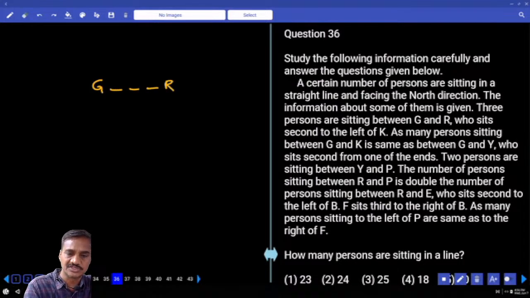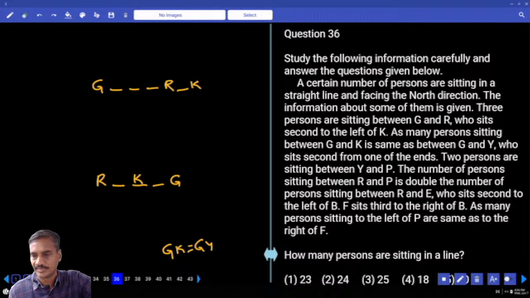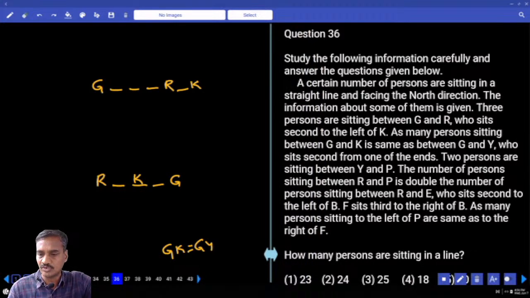R who is seated second to the left of K. And in the next case, R is here, 3 persons between G and R, who is seated second to the left of K. And as many persons between G and K, same as G and Y. G and K, G and Y. That means G must be exactly in between K and Y. Y sits second from one of the ends. Y is second from one of the ends.